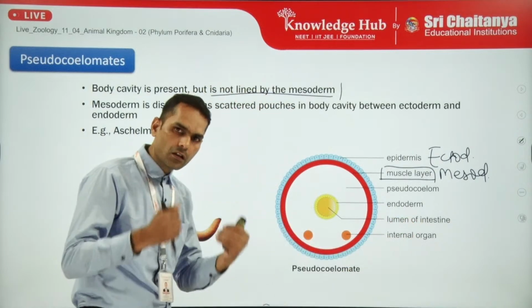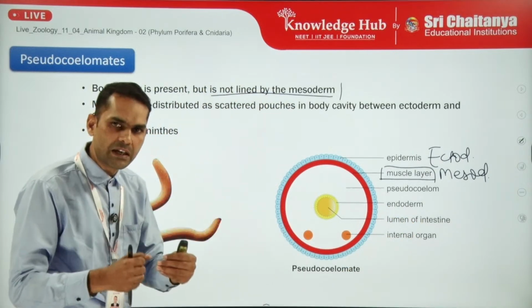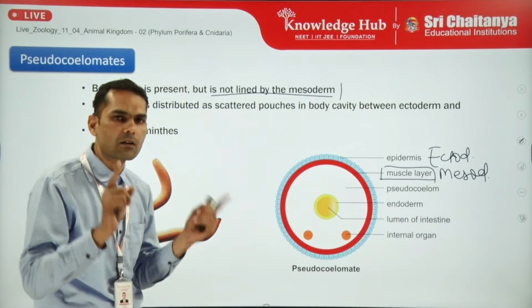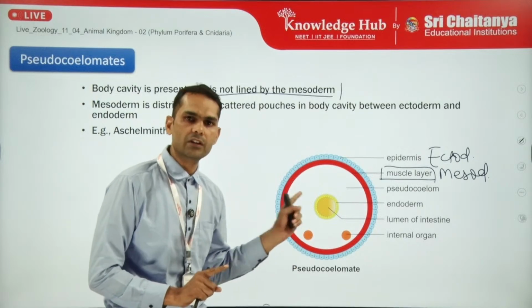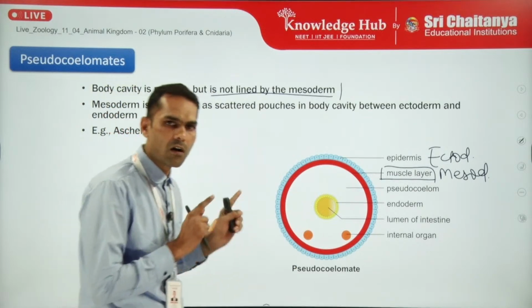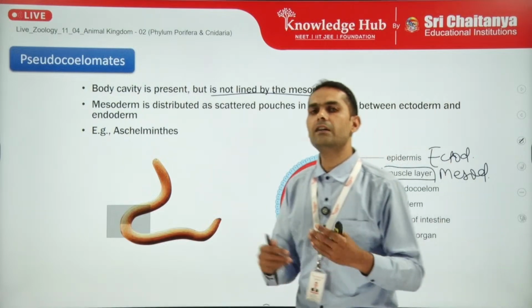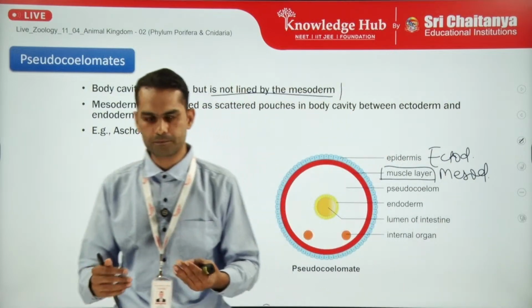So although the body cavity, the primary body cavity, is present, it is not completely enclosed by the mesoderm germ layer. So therefore, in this case, we will call it pseudocoelomate. Pseudo means false, right? So it gives a false appearance of coelom.